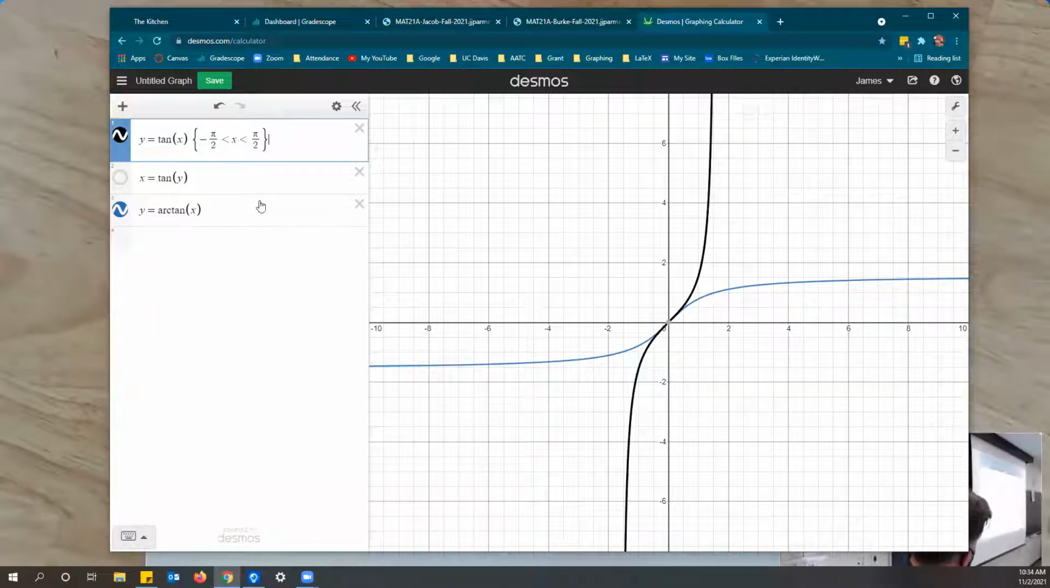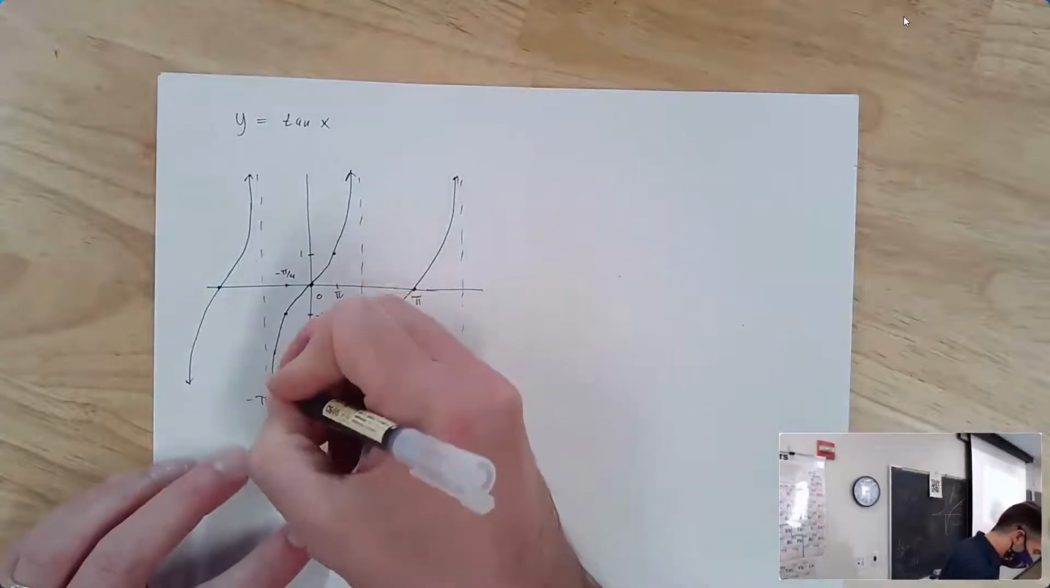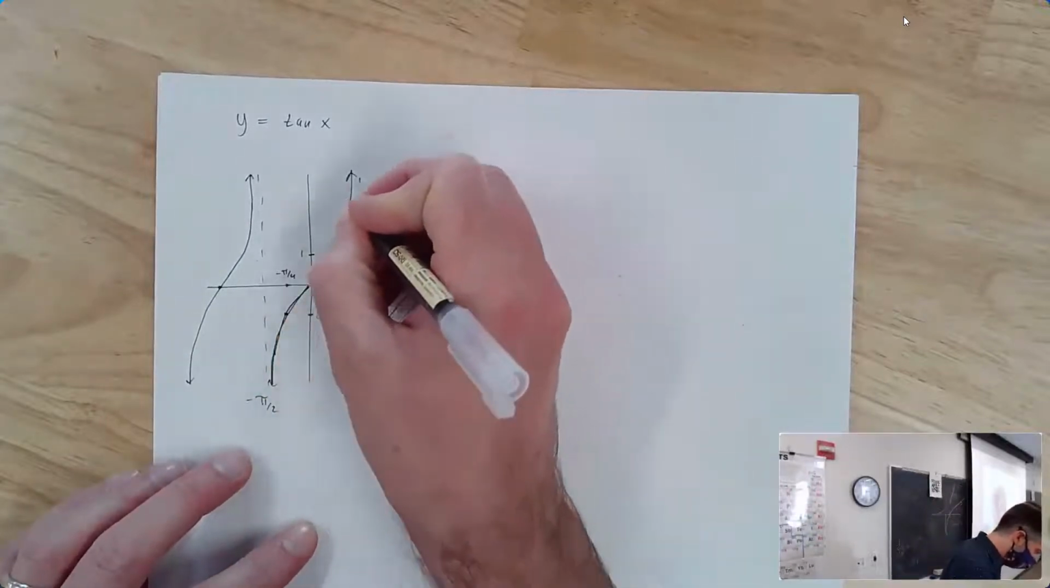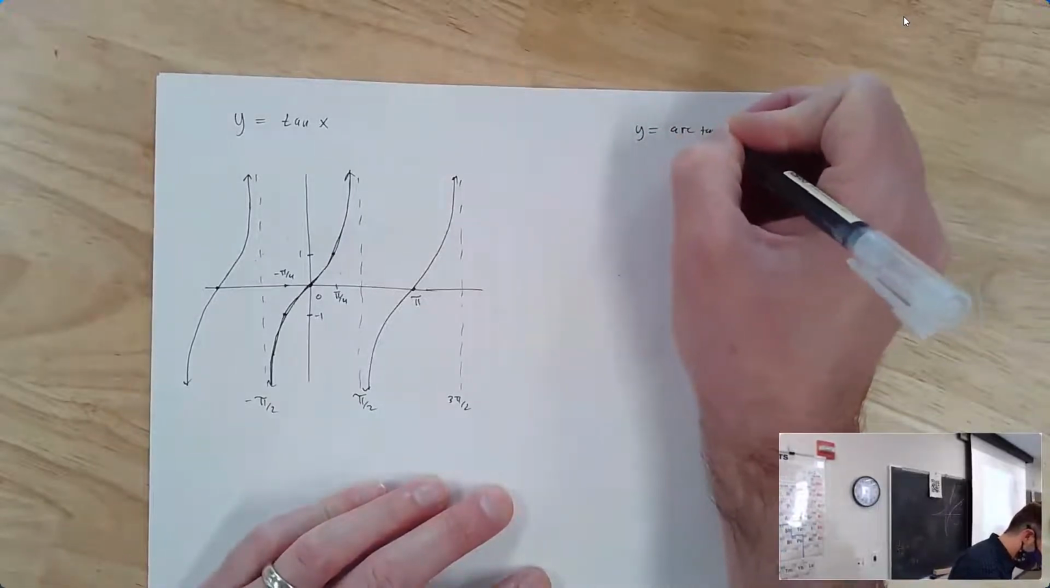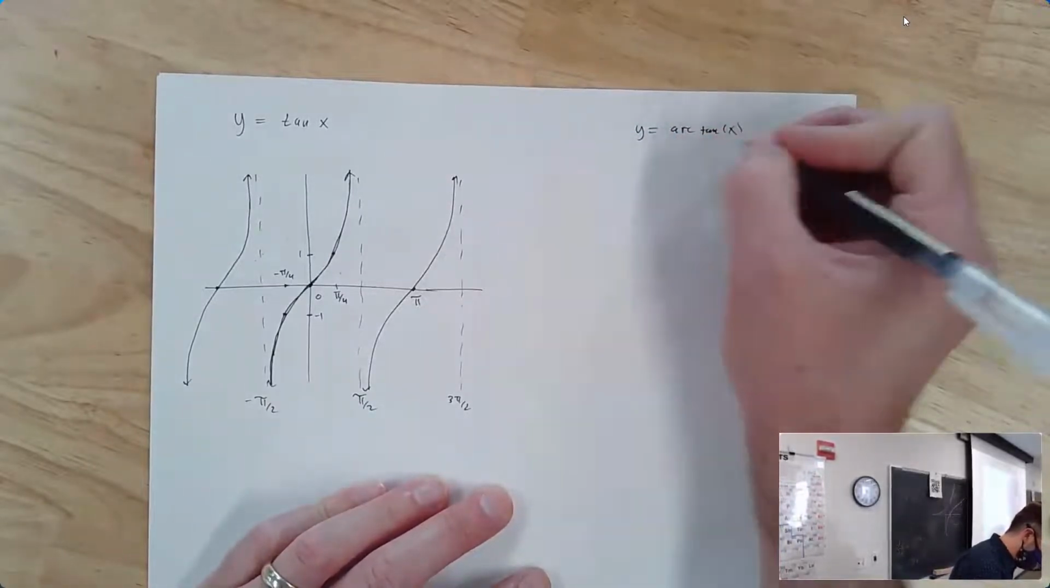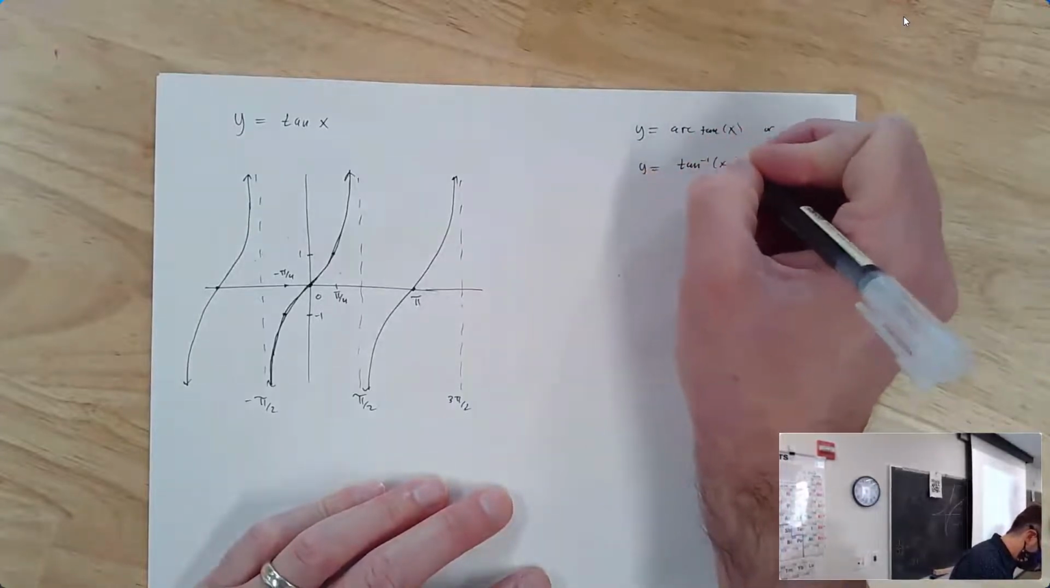Okay, so there's the restriction that we actually want. We only want the part from negative pi over 2 to pi over 2, and when we invert that, we get the inverse function, inverse tangent of x. So we're literally just taking this section here and saying, okay, I'm going to find the inverse relationship, y equals arc tangent of x, or y equal to the inverse tangent of x.